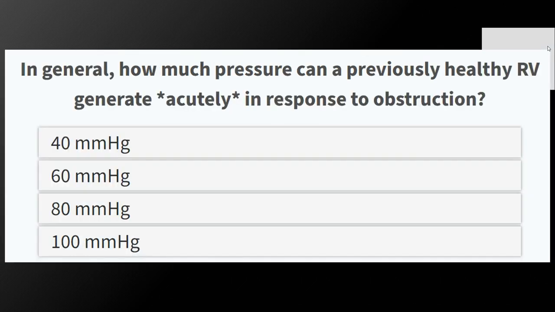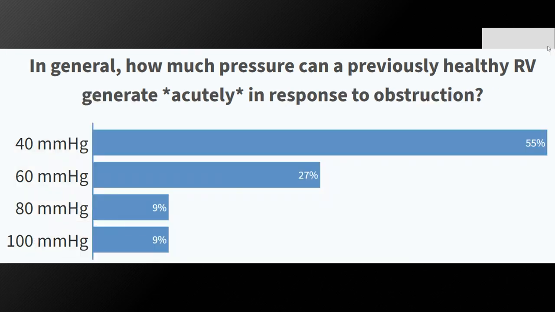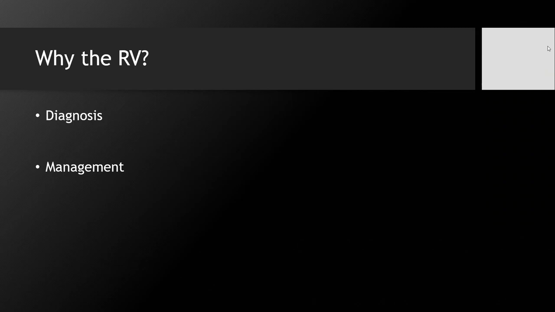And the final question. In general, how much pressure can a previously healthy RV generate acutely in response to disease? 40, 60, 80, or 100. We had quite a spread of different ideas, the majority saying 40 millimeters of mercury. And with that baseline assessment, we will begin our discussion of the RV.